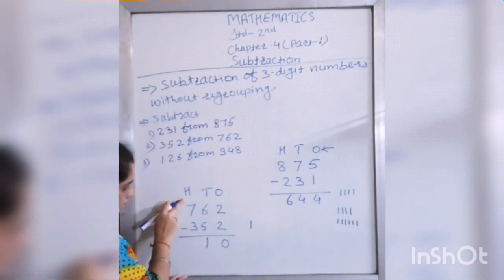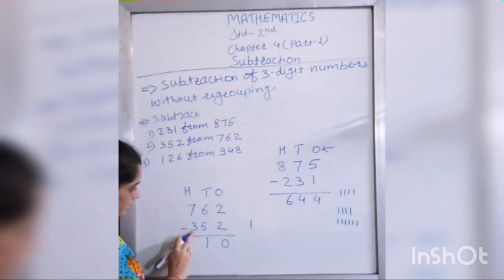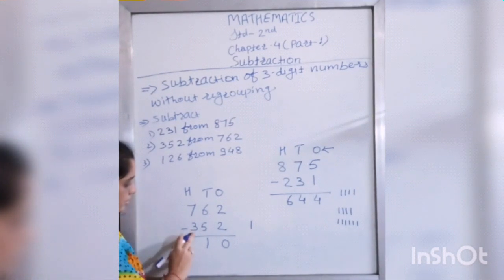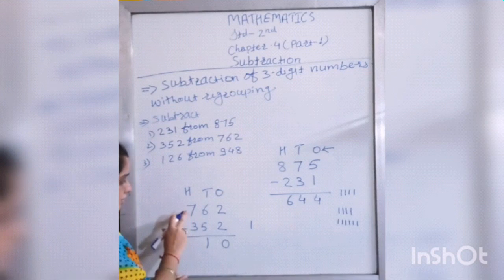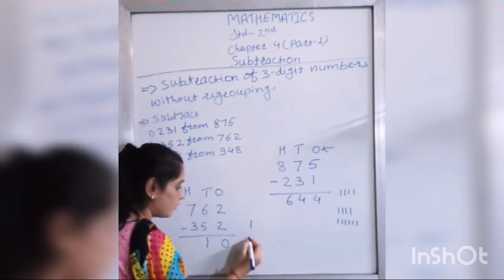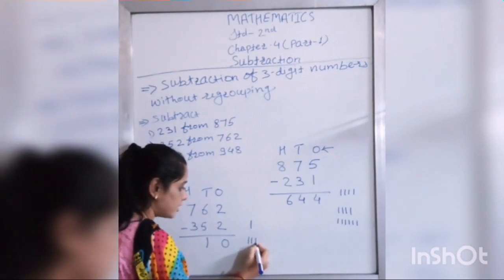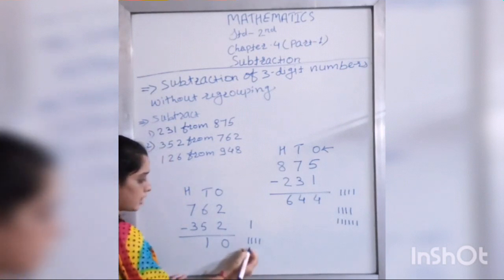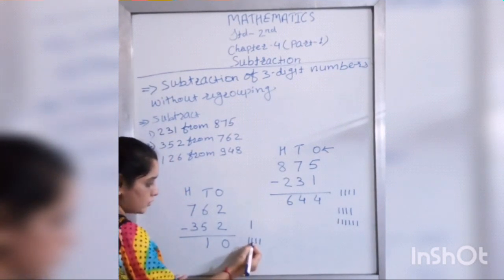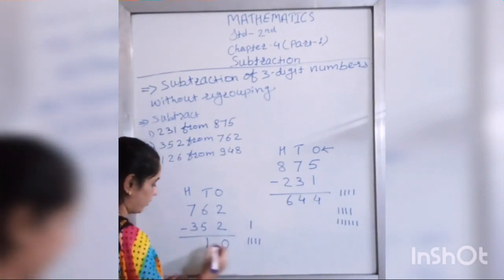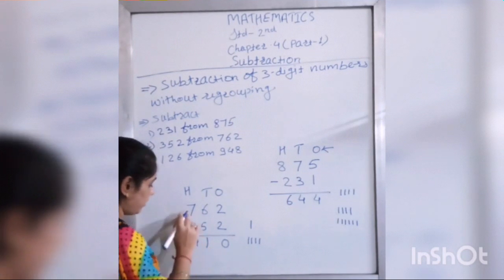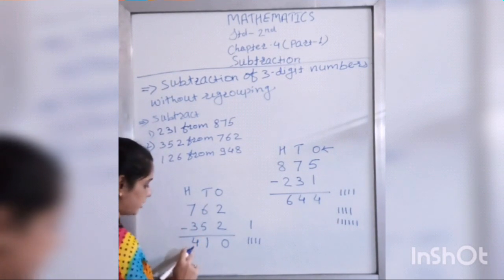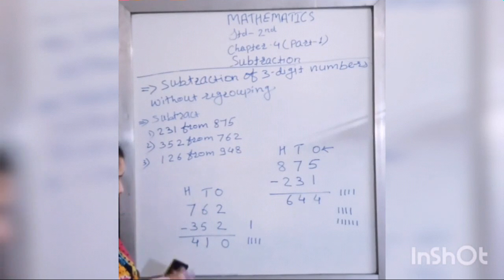The numbers on the hundreds place are 7 minus 3. Start counting after 3 till we get 7: 4, 5, 6, 7. Count these lines. 1, 2, 3, 4. So 7 minus 3 is equal to 4.